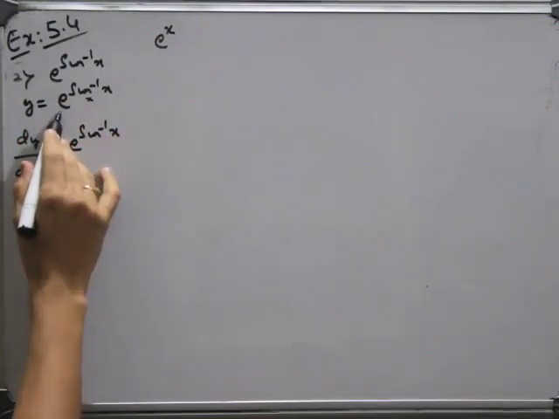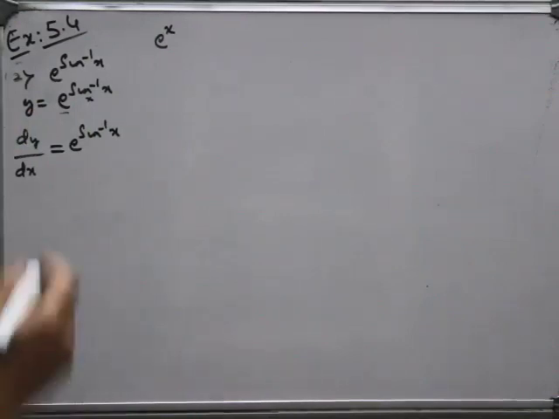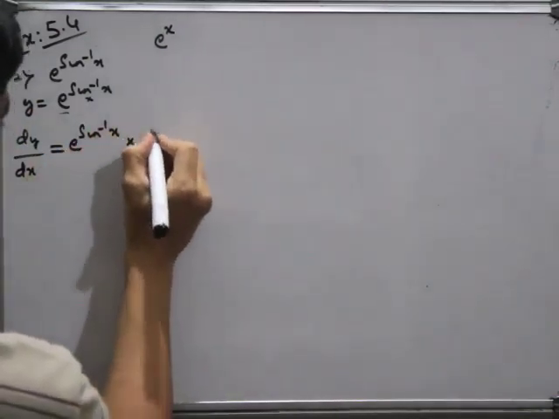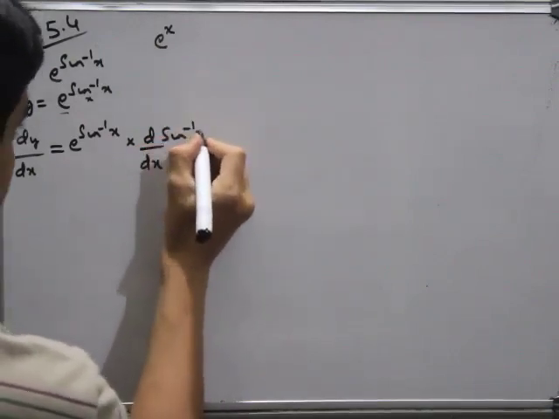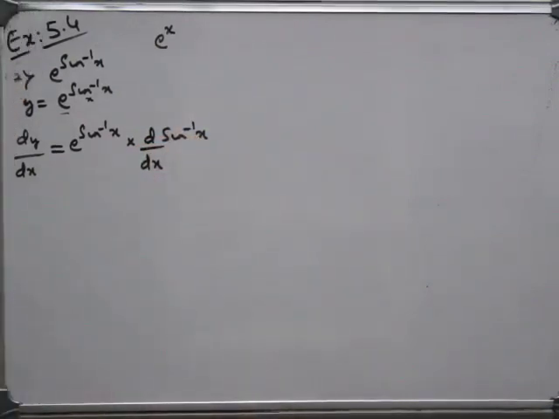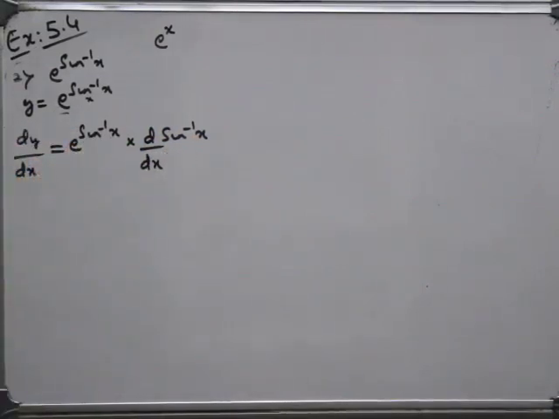Now you have differentiated this exponent function. Next, you have to differentiate the inverse function, that is sin inverse. So what you have to do? Into differentiation of sin inverse x. e to the power of sin inverse x into differentiation of sin inverse x.